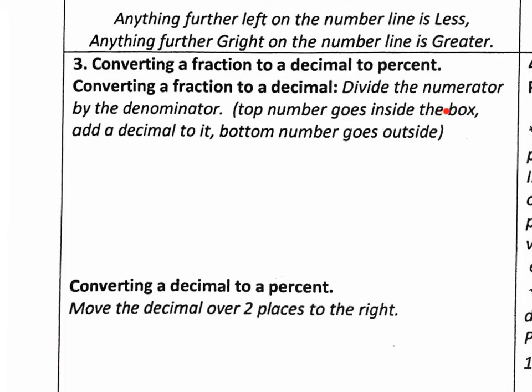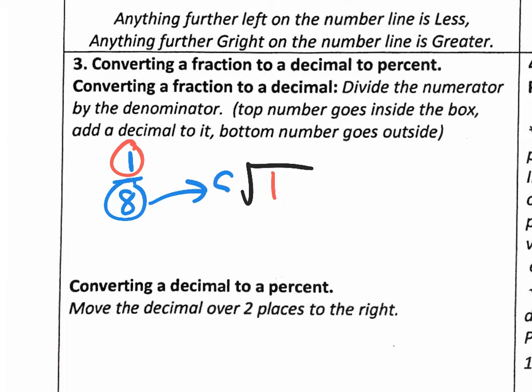The top number goes inside of the division box, add a decimal to it, the bottom number goes outside, all right? So give me any fraction, guys, any fraction you want. 1/8. Ladies and gentlemen, the fraction 1/8. If they ask us to convert it to a decimal, all you do is put this top number inside the box and the 8 on the outside. I'm sorry, that looks like a square root. So there's your division box, 1 divided by 8. So 1/8 is really that division problem, 1 divided by 8.